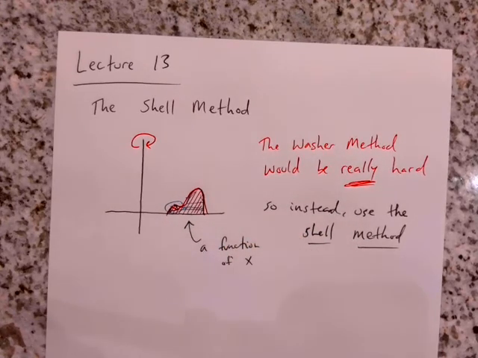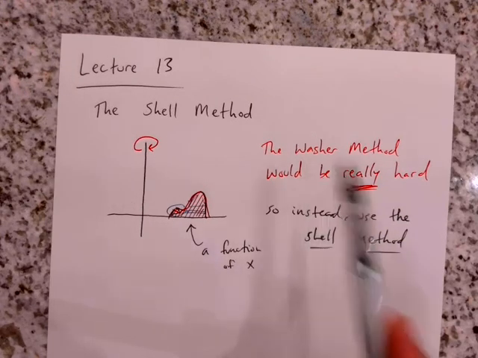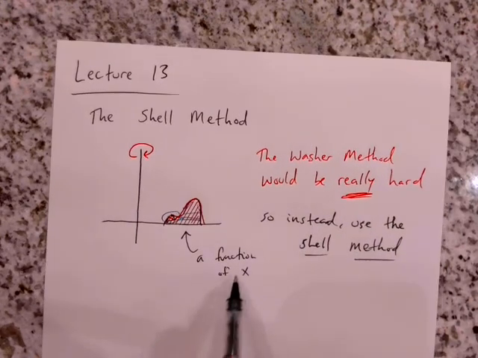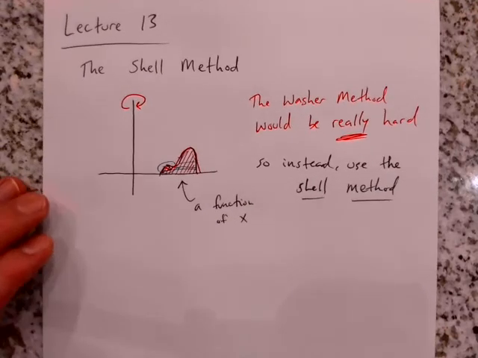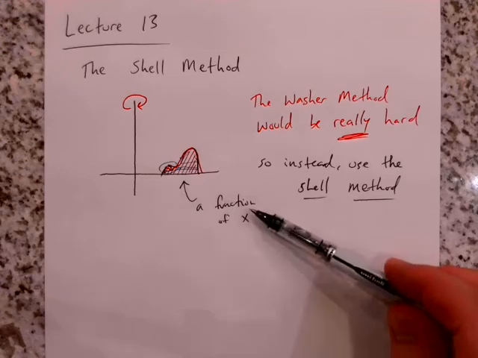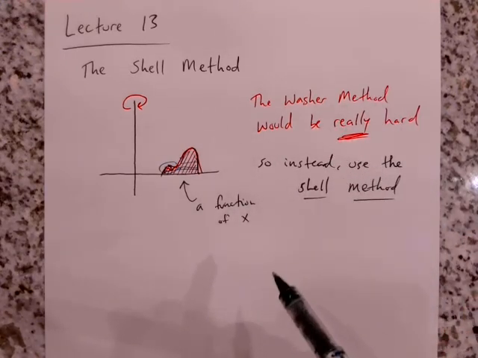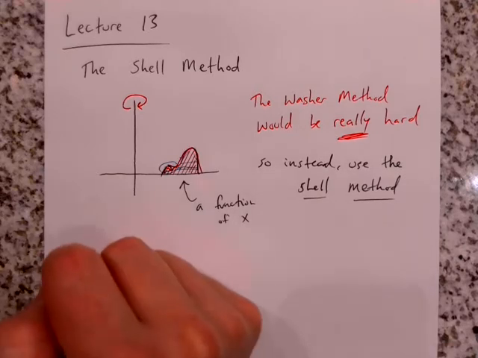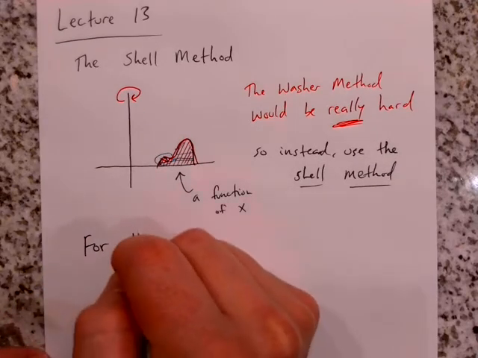And so we want x to be our variable. But for a vertical axis, the washer method needs y to be the variable. But we want x to be the variable. So that's pretty much what the shell method does. It lets you use the opposite variable than the disk and washer methods. So for the shell method, we'll then derive how the formula works.